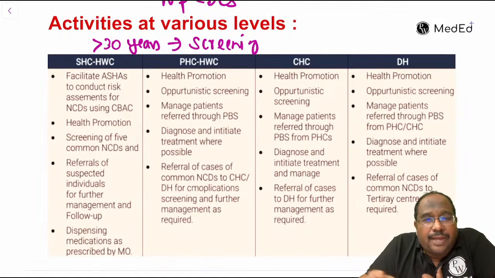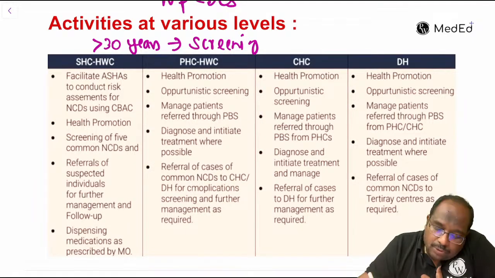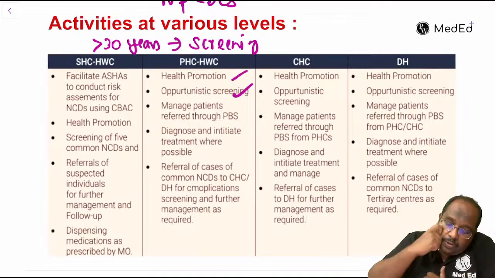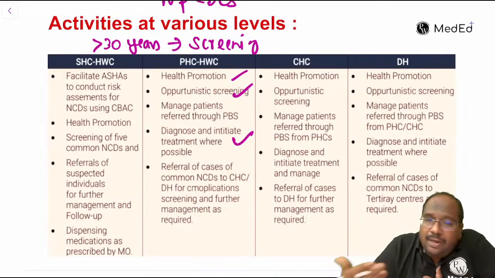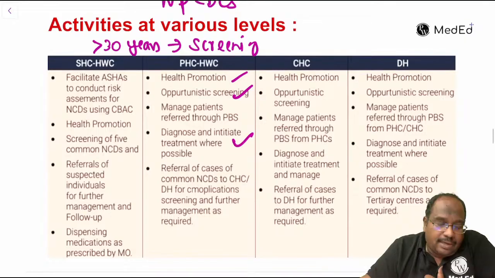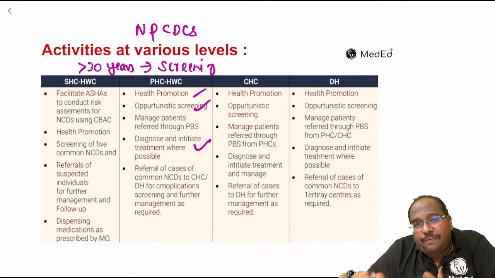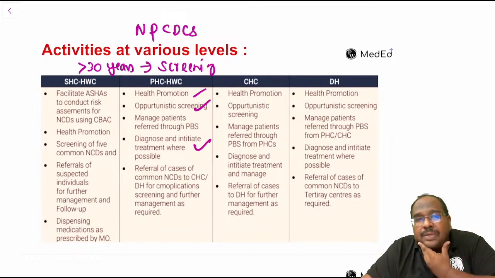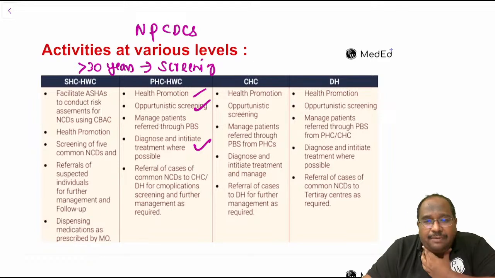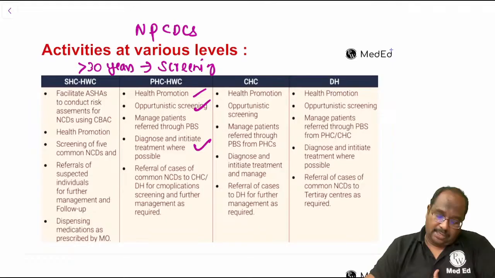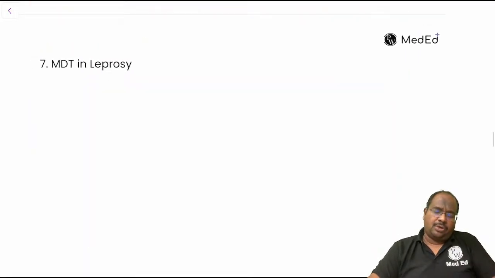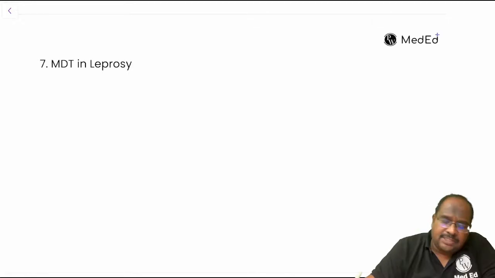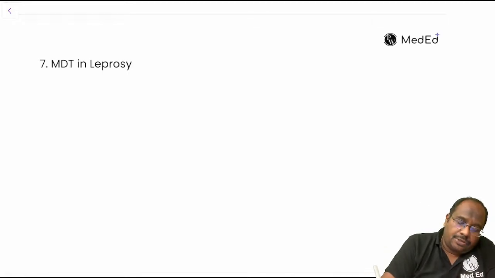So at various levels we are doing health promotional activities and screening. We diagnose and treat, and if the cases need referral, we refer them. The name of the program is NPCDCS, the National Program for Control of cardiovascular disease, diabetes, cancer and stroke, guys. This is a short note, guys. So we have seen essays; next we will go into short notes.